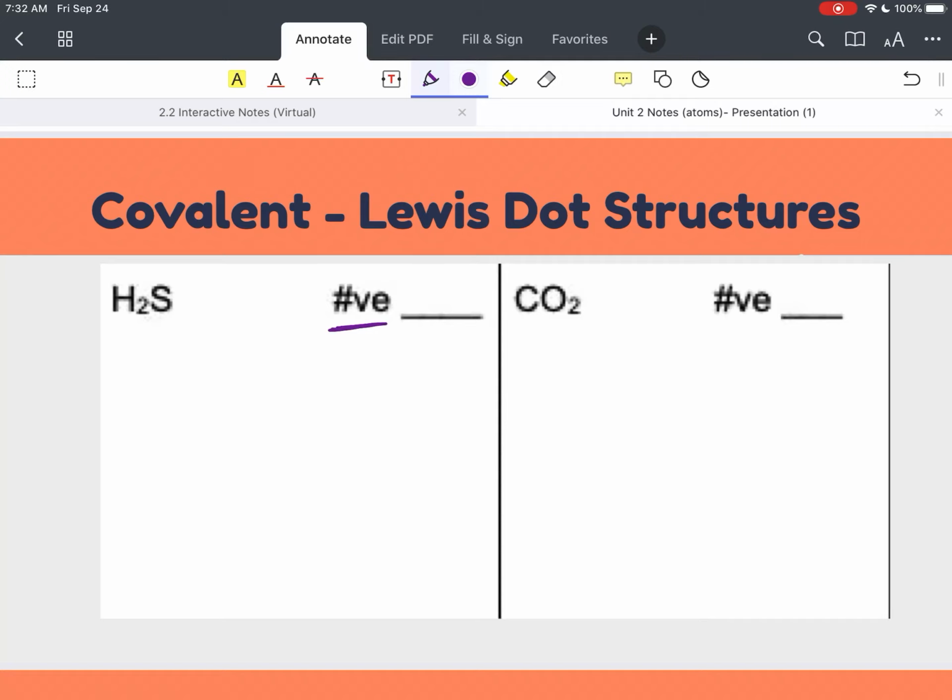Okay, so each hydrogen has 1, but there's 2 hydrogens, so that means I'm going to have a total of 2. And then sulfur is in column 16, so it has 6. So that means my total number of valence electrons is 8. When I draw my structure, there's a general rule that the least electronegative goes in the middle.